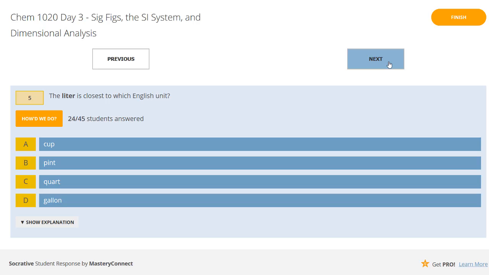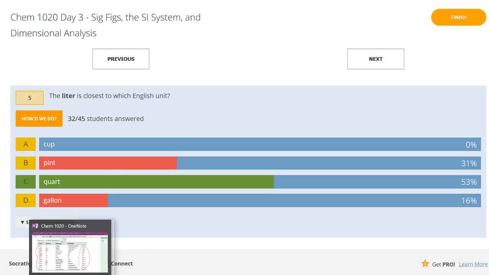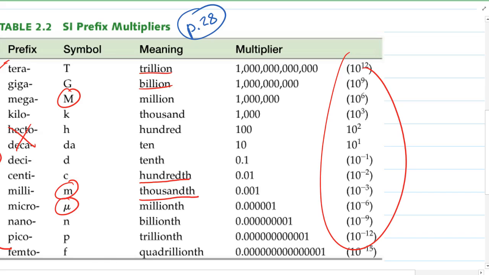And we'll get our answers locked in here. We'll count down. 5, 4, 3, 2, 1. It's actually closest to a quart. A liter is actually a little bit more than a quart. So if you buy a gallon of milk, it is going to have 4 quarts. In terms of the units, in liters, it's about 3.785.